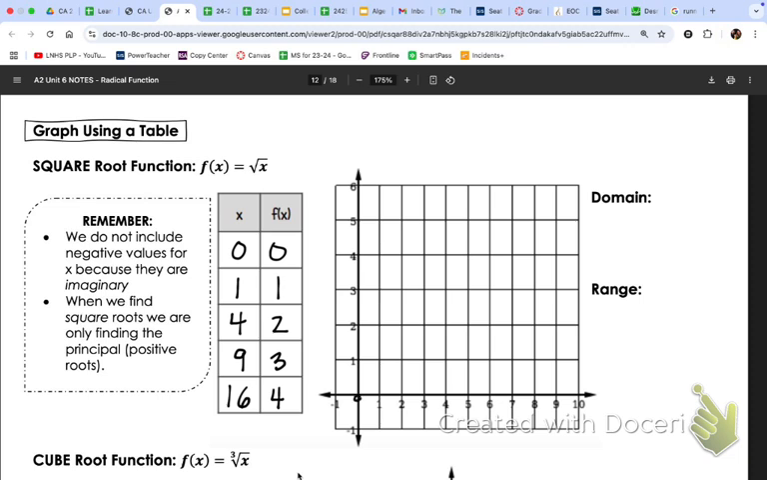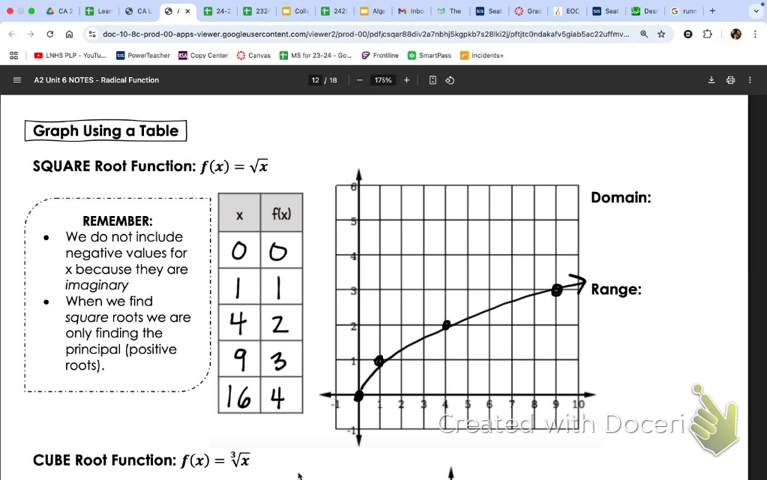That would be 0, 0, 1, 1, 4, 2, 9, 3. That's 10. Sorry. 9, 3. There you go. Okay, this is a square root function. You might remember from the fall we looked at the graphs a little bit and just talked about the names of the parent functions and the equations.